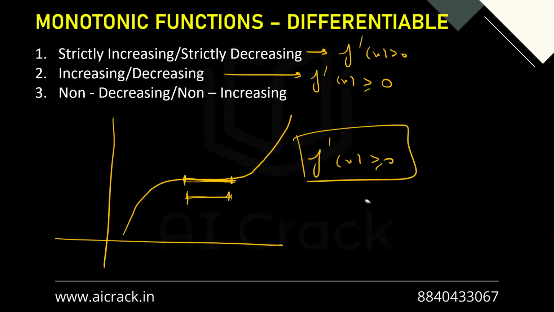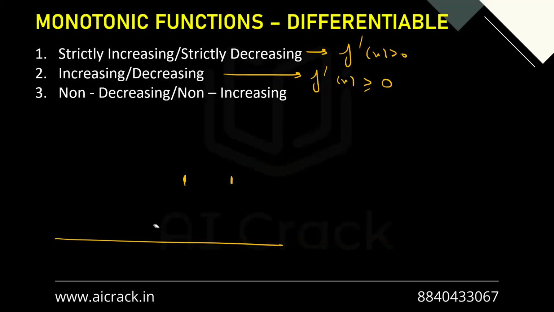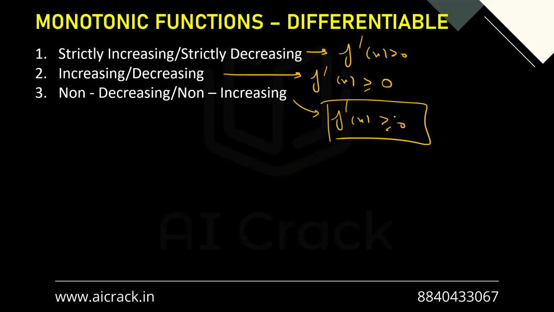So if I were to summarize it once again, this one is having f dash as positive, the second one is having f dash as positive or equal to 0, where f dash being 0 happens at a point and not an interval. In the third case, this is also the same condition, f dash is positive or 0, but it can happen for an interval as well.